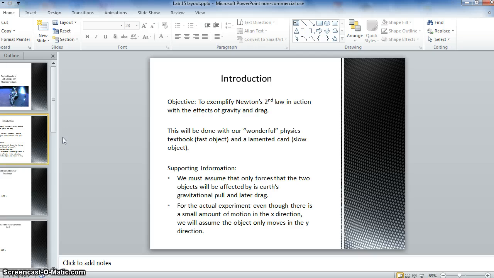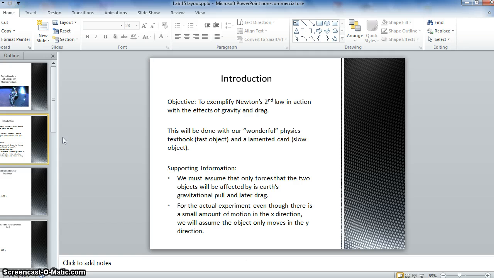Okay, introduction. Our objective is to exemplify Newton's second law in action with the effects of gravity and drag. For me, I'm going to do this with our wonderful, and emphasis on the word wonderful, as in not, physics textbook, which I'm going to use as the fast object, and I'm also using a laminated card for the slow object. Before we dive right into this, there are a couple things that we need to make sure we understand before we start.